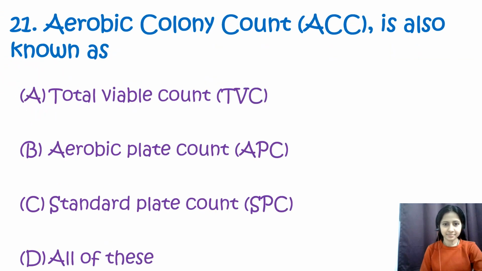Question number 21. Aerobic colony count is also known as option A, total viable count, TVC, option number B, aerobic plate count, APC, option C, standard plate count, SPC, and D, all of these. So aerobic colony count is also known as TVC, APC, and SPC. All of these is the correct answer.